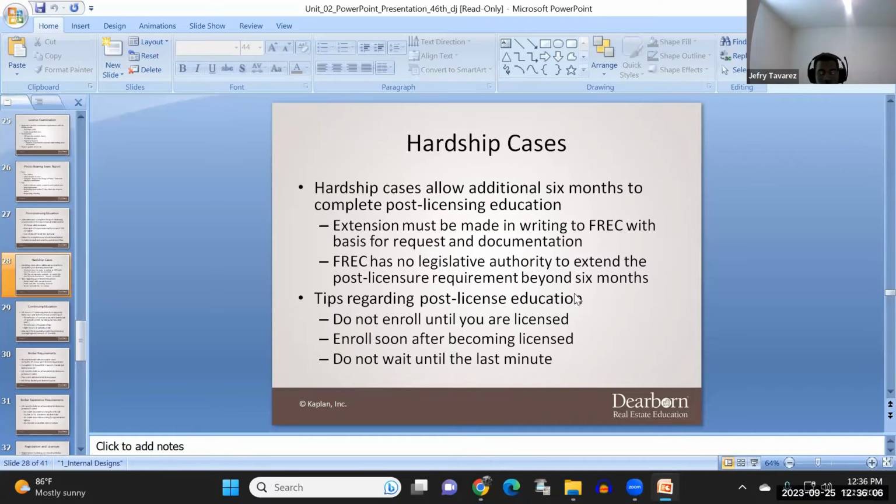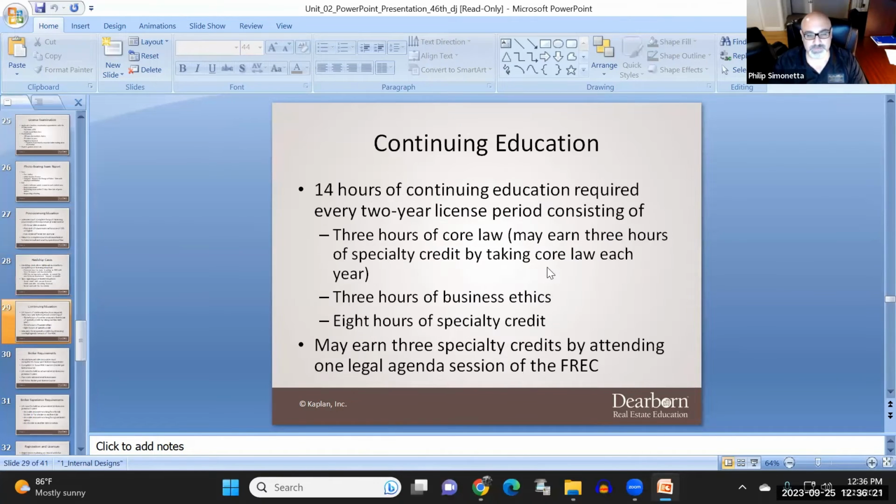So tips regarding post-license. Do not enroll until you're licensed. So you can't sign up for it till you have a license number. Makes sense. So you don't want to do it ahead of time. Enroll soon after becoming licensed. And don't wait to the last minute. Like, get it done. Continuing education. Okay, so now we went over post, right? That's the first.